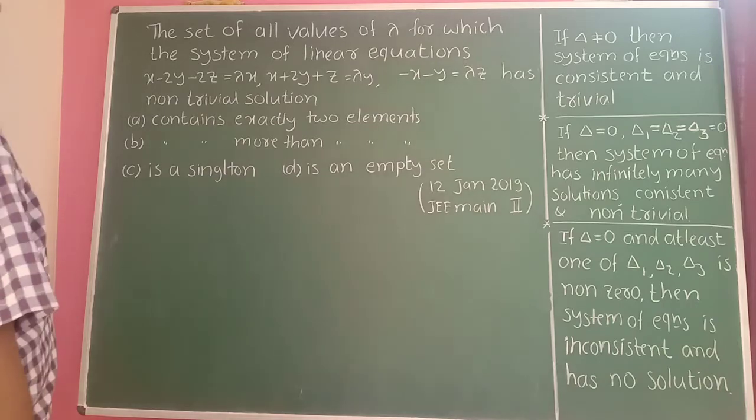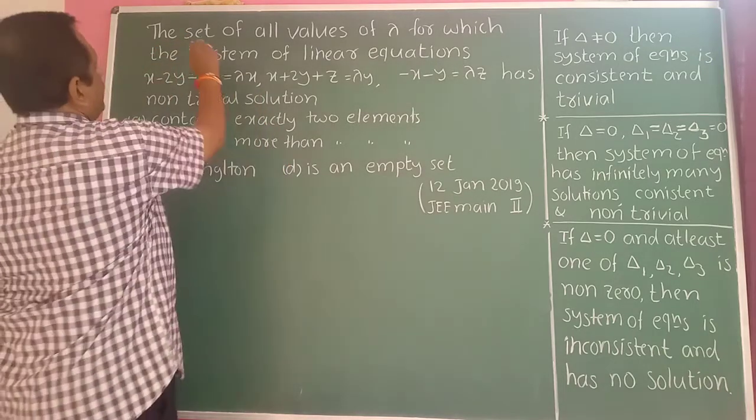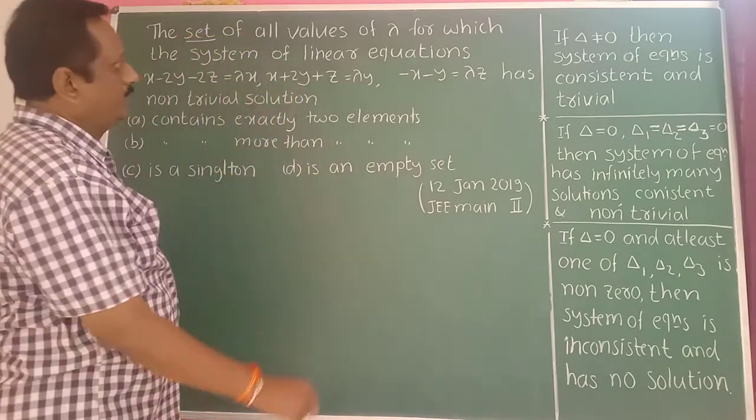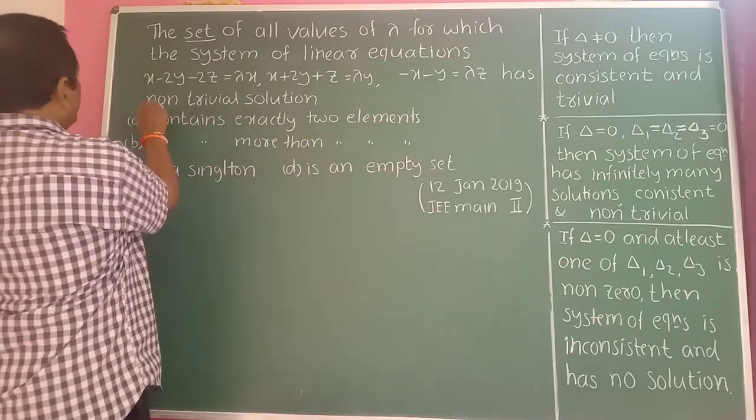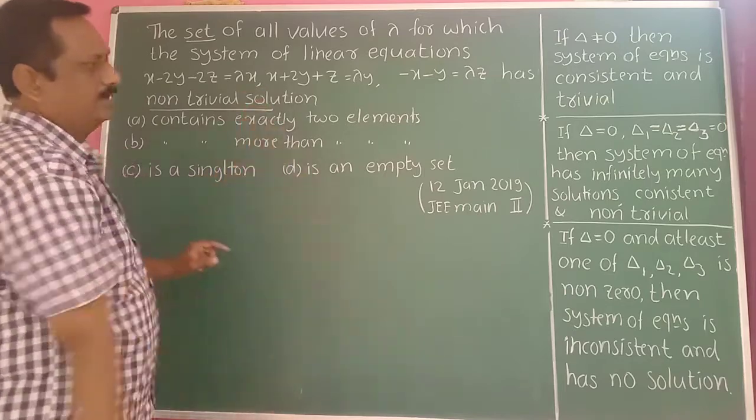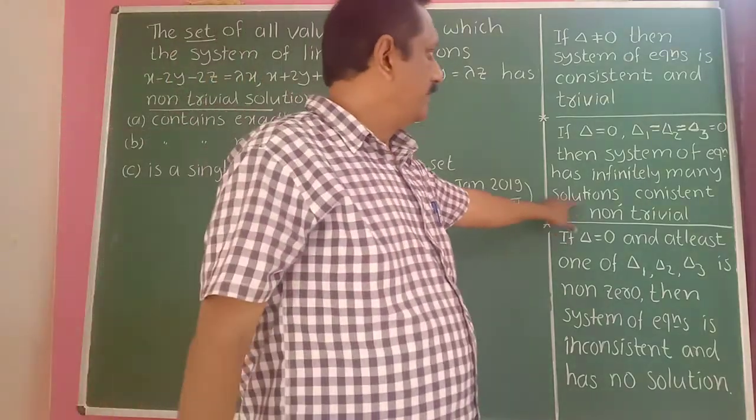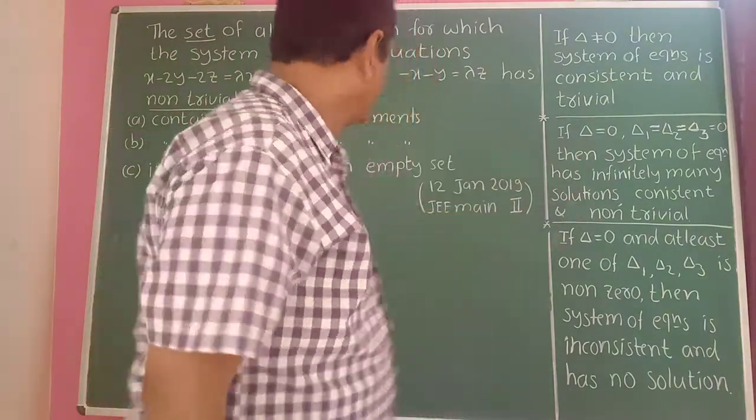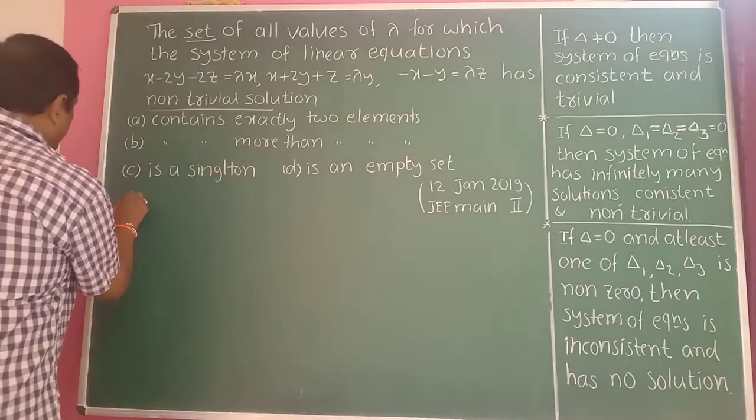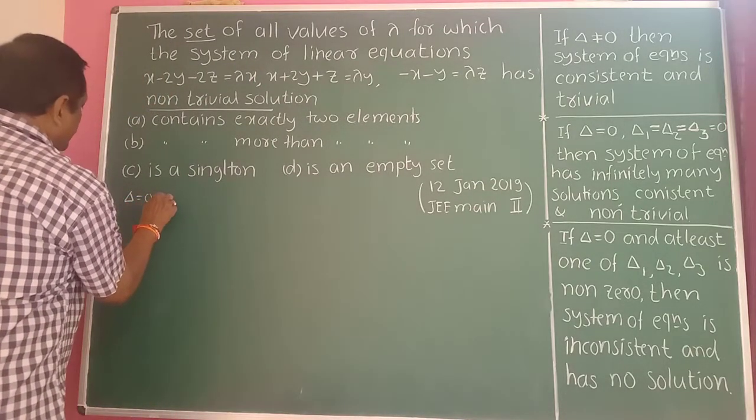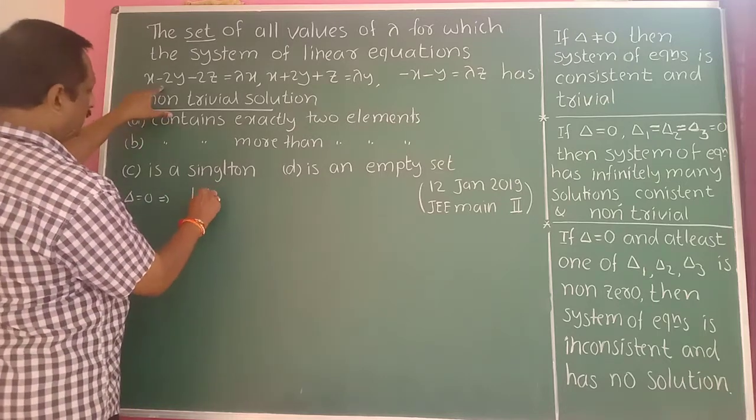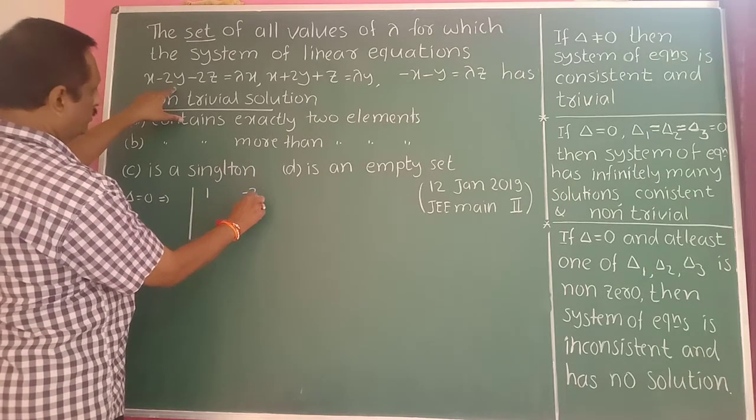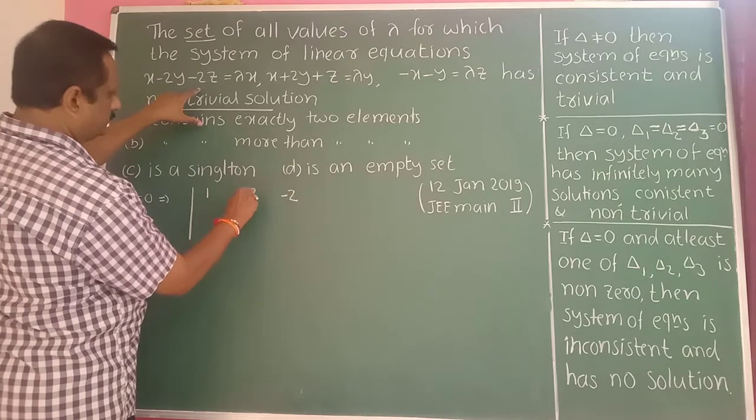Here, the set of all values of lambda for which the system of linear equations has a non-trivial solution. Since the system has a non-trivial solution, delta is 0. Yes, delta is equal to 0, which implies the determinant of the coefficient matrix with rows (1, -2) and so on is zero.